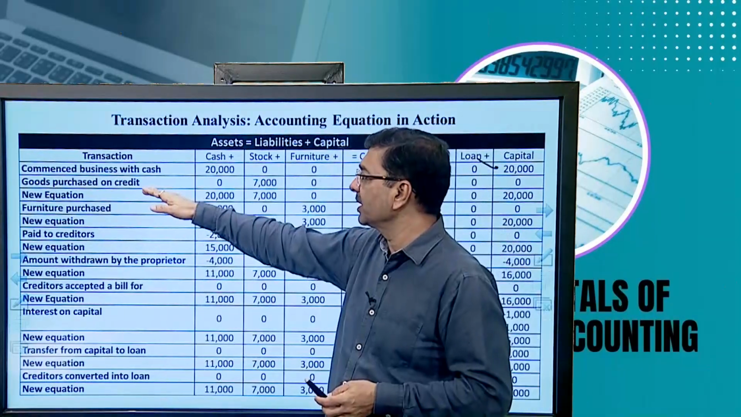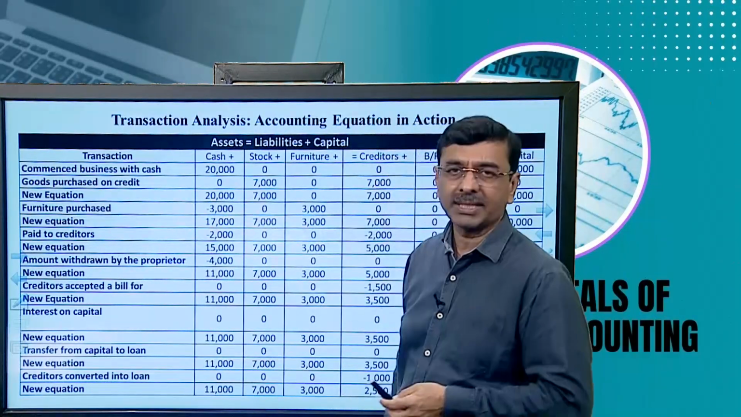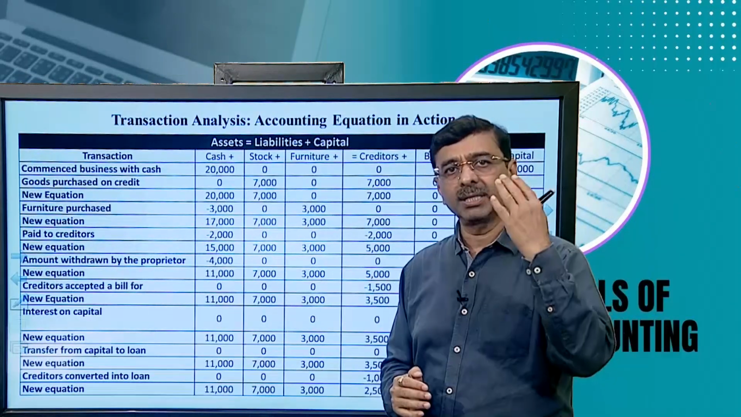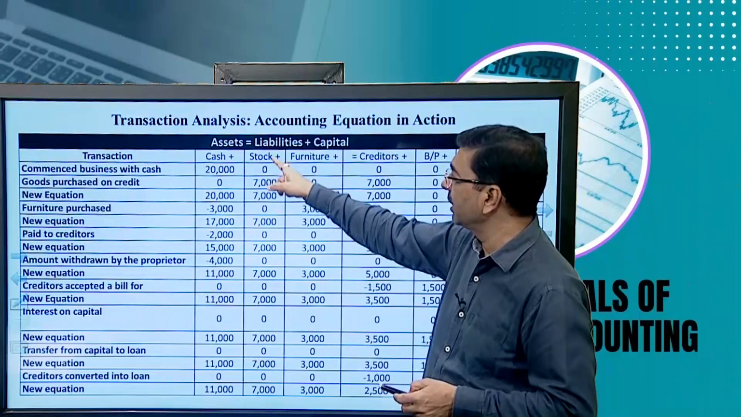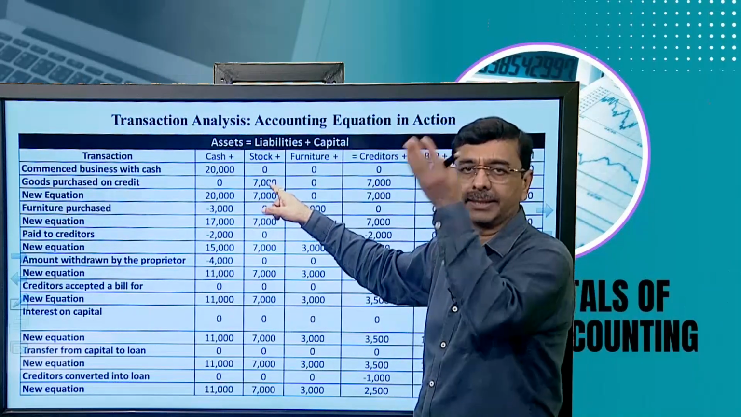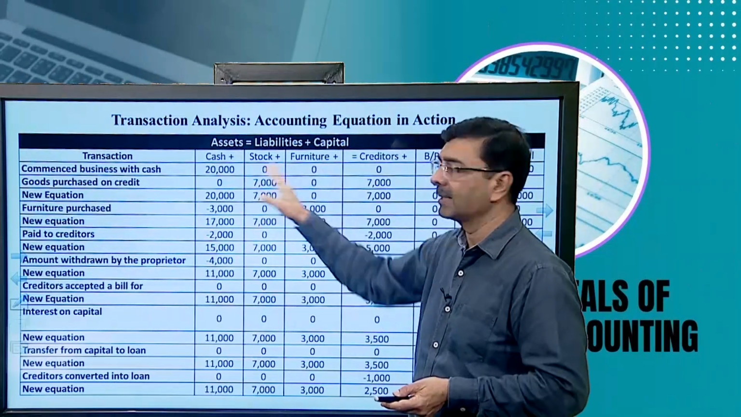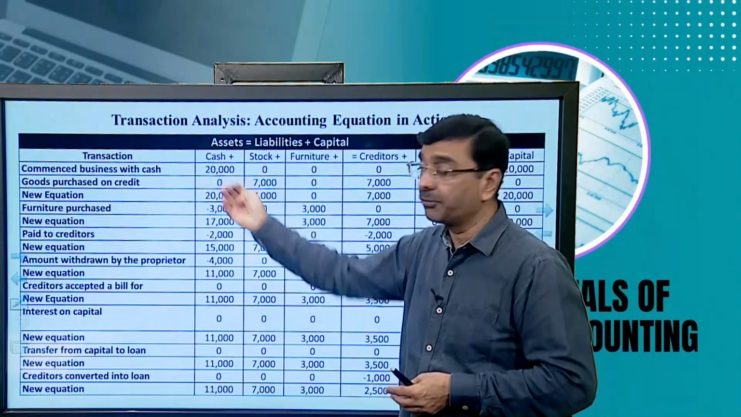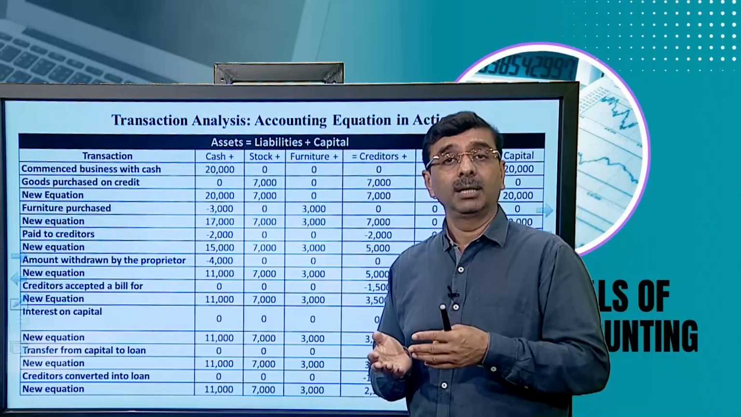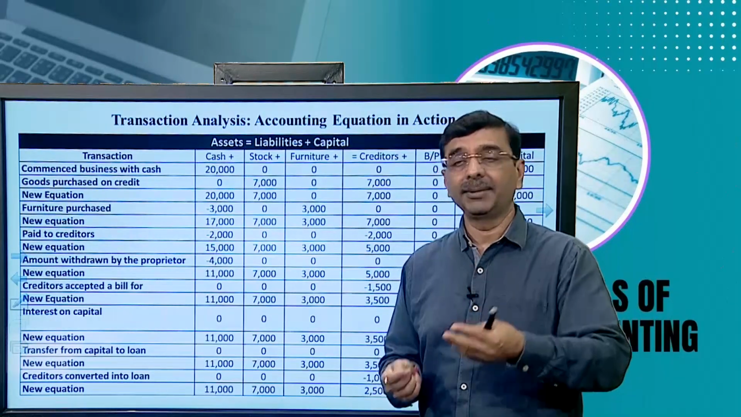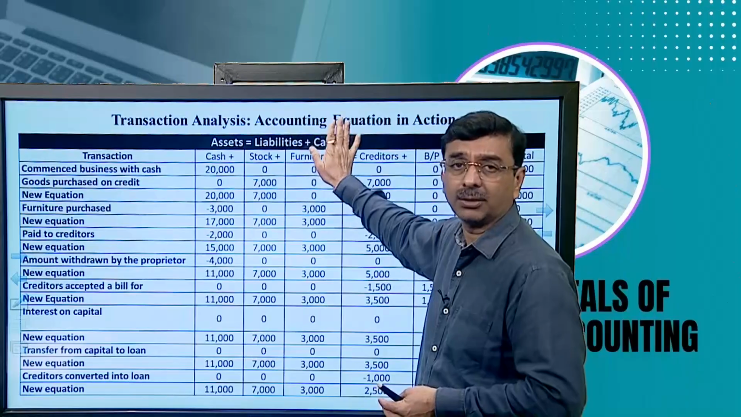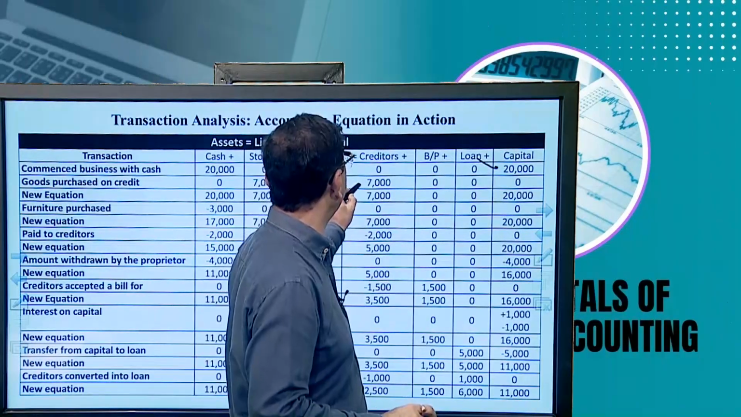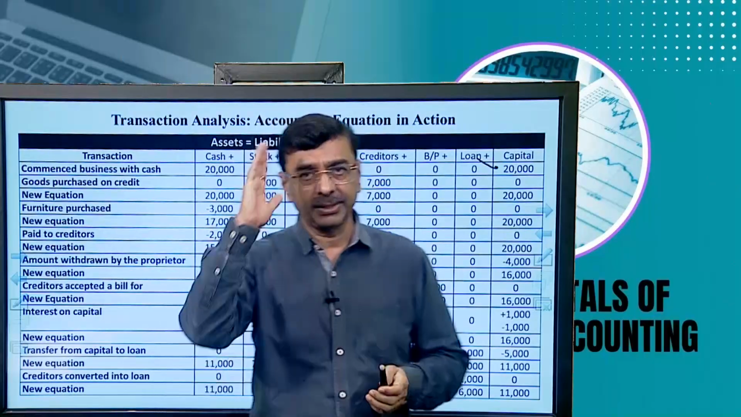Next is goods purchased on credit, rupees 7,000. So goods come in, inventory is increasing, so 7,000 is written in the stock, it's plus, increasing. There is no change in the other assets, so it is zero, but it is purchased on credit. It's a credit transaction, so it is increasing your debt, liability. So it impacts liabilities, not capital. Liability is increasing, so 7,000 is written in the creditors column, 7,000 rupees. It's increasing.